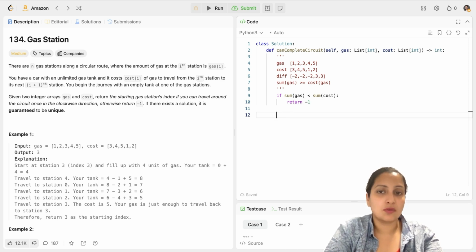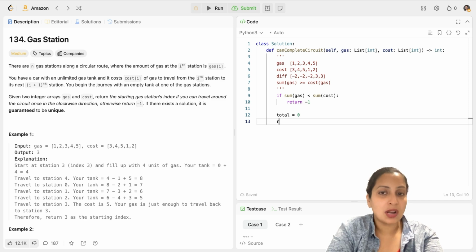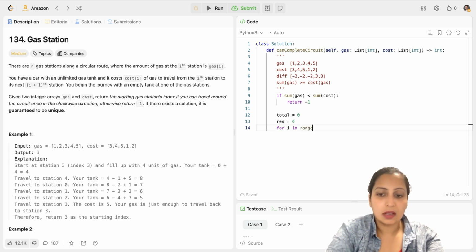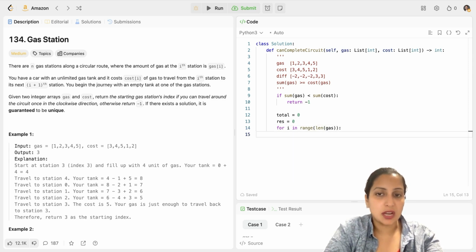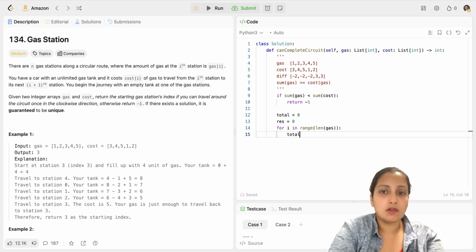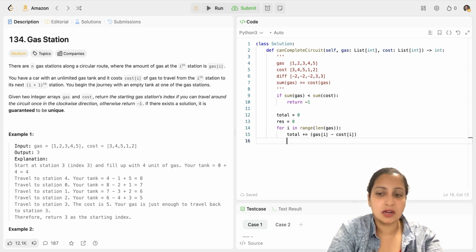Now, if this is not true and we go ahead, I'll check my total. So I'll initialize my total to 0. And I'll also initialize my result index to 0, because I'm starting from the 0th index to check this, right? After that, for i in range length of gas, because I'm checking for the gas array. My total will get updated as gas[i] minus cost[i]. If it is positive, it adds positive. If it is negative, it adds negative. That's what gets updated in the total.